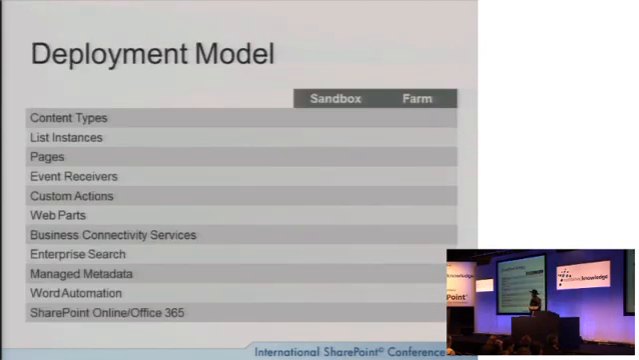Deployment model. This was a big discussion, and I think you already know the direction that we're going to go in for this, but let's step through it for a moment. Our various pieces and parts, where do they work? Content types: Sandbox, Farm Solution, either way. List instances, also good. We can do either one of those. Pages, we can do those, but remember we're just talking about web part pages. We're not talking about publishing pages.